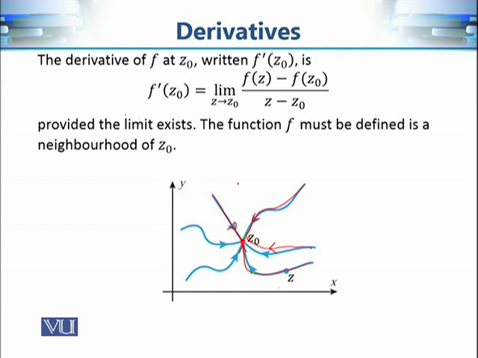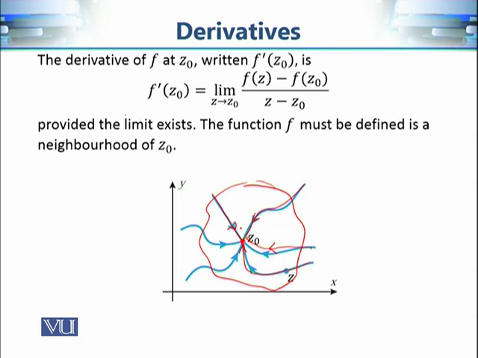Another thing which is important is that when we are approaching z0, this function must be defined in some neighborhood of z0, because the function is approaching f of z0 in some neighborhood of z0. So the function must be defined in some neighborhood of z0, otherwise we cannot define the derivative of the function at z0.